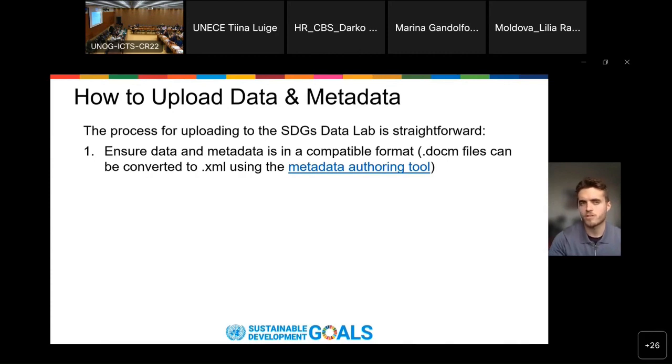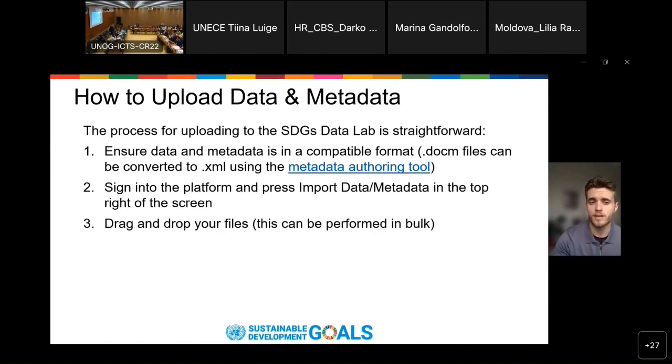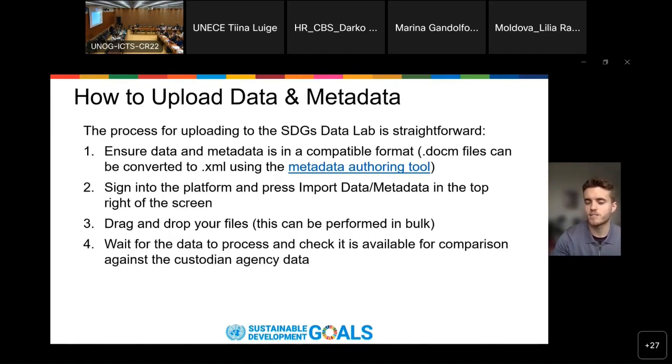Now, there are obviously various different authoring tools and converters that can be used to get your data into the right format. So for instance, in the UK, when we upload our data, it's in XML. Sign into the platform, and in the top right hand side, you'll see there's an import data and metadata box. You click into that, you drag your files in, and then you wait for it to process. And that's it. That is as simple as it is.